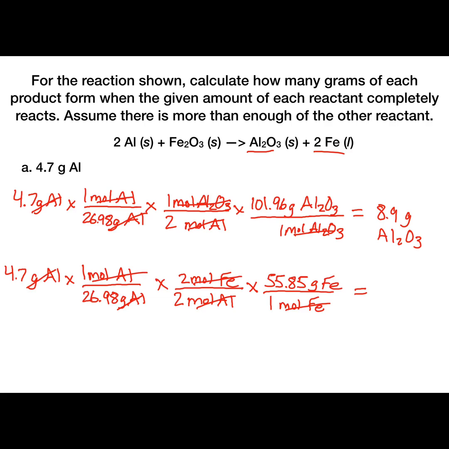Now we enter this into our calculator. 4.7 times 2 times 55.85, enter, divided by 26.98, hit enter, divided by 2, hit enter again, and we should get 9.7 grams of Fe. Now same as before, we know this is 2 sig figs because the given information for part A is in 2 sig figs.